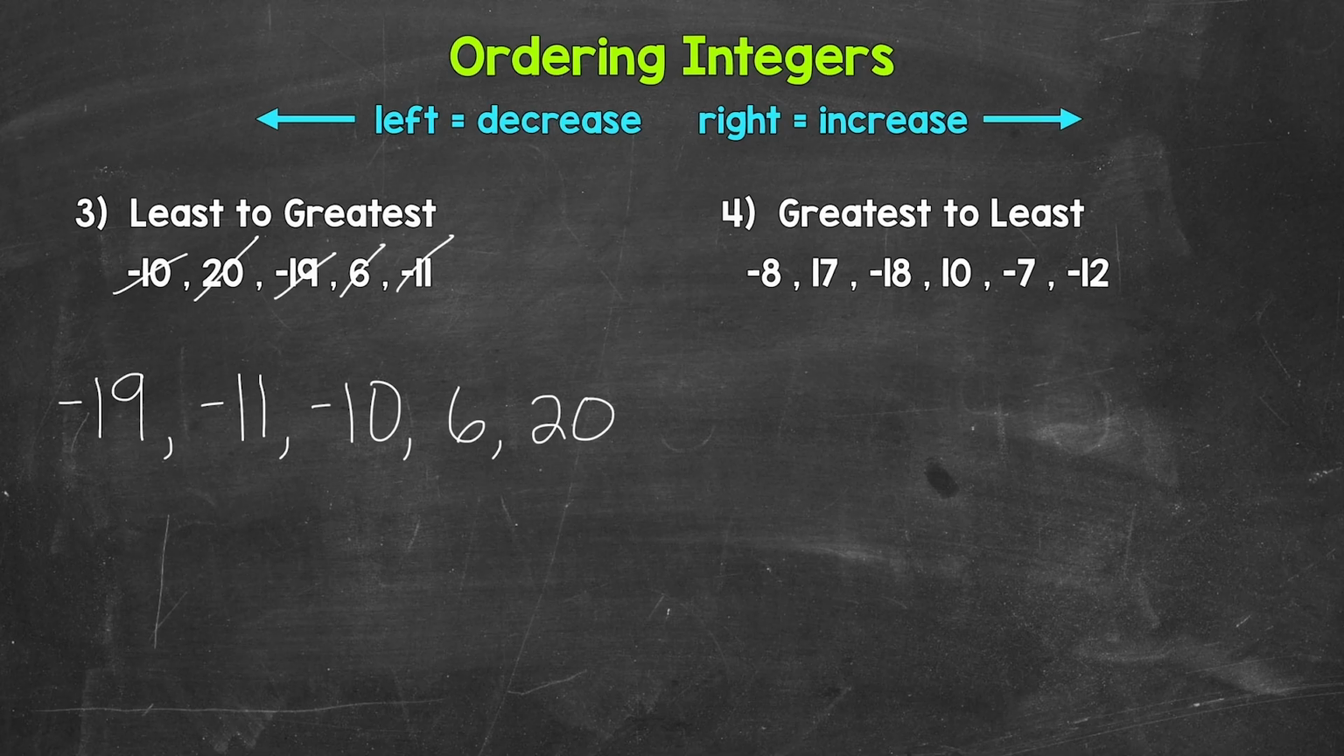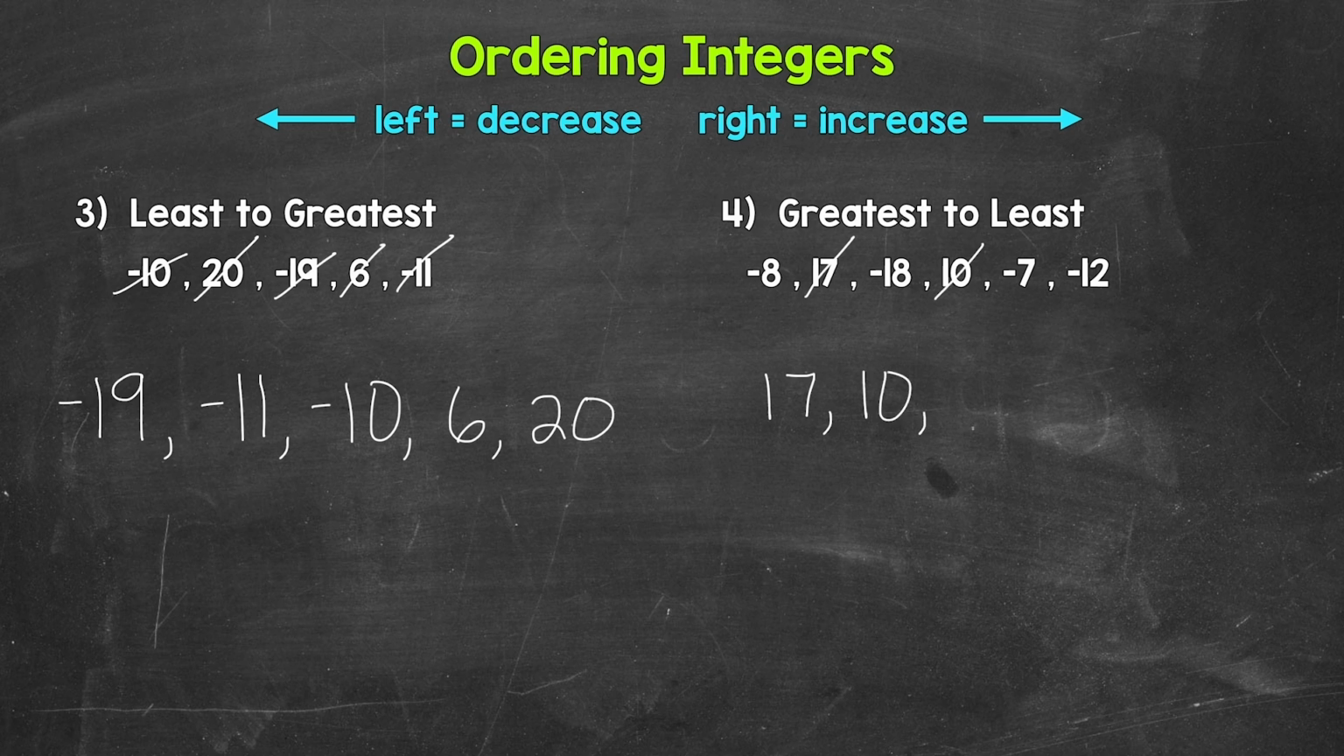Lastly, let's move on to number 4, where we need to order these from greatest to least. So let's start with the greatest. So which of these is furthest to the right on a number line? We have -8, 17, -18, 10, -7, and -12. The greatest is 17. Let's start there. So 17, and cross that off. So looking at what we have left, -8, -18, 10, -7, and -12. 10 is going to come next. That's actually the only positive number left, so that's going to be after 17 here.